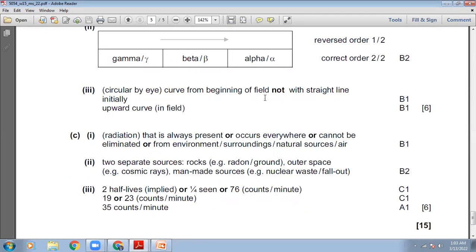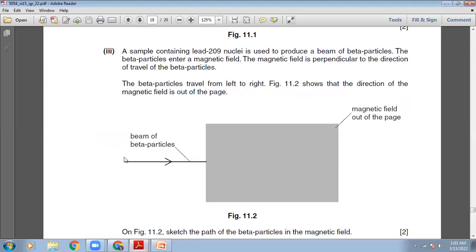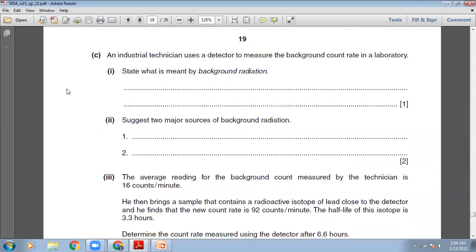Circular curve from the beginning of the field, not with a straight line initially, upward curve in the field. So our answer is right. Okay, so we are moving to the next part, and that's the C part. It says an industrial technician uses a detector to measure the background count rate in a laboratory. State what is meant by background radiation.